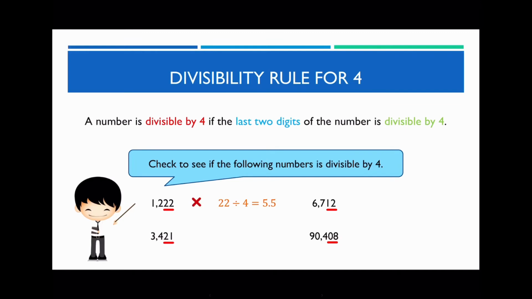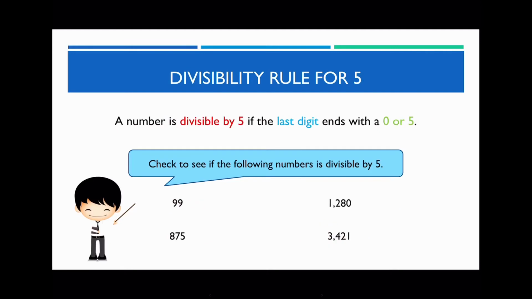3421, the last 2 digits is 21. 21 cannot be divided by 4. Again, this gives me decimals, so therefore this number is not divisible. The last digits over here is 12. 12 we know is divisible by 4, so therefore this number is divisible by 4. And in this case over here, this reads out as the number 8. 8 is divisible by 4, so therefore this number is divisible by 4.